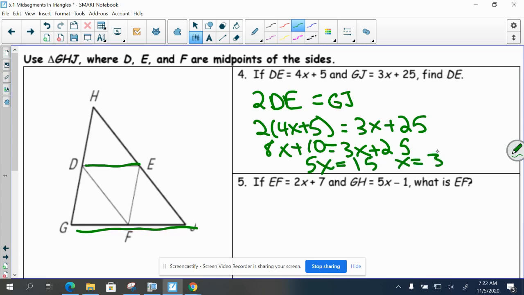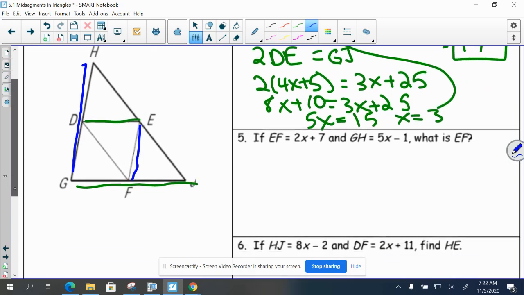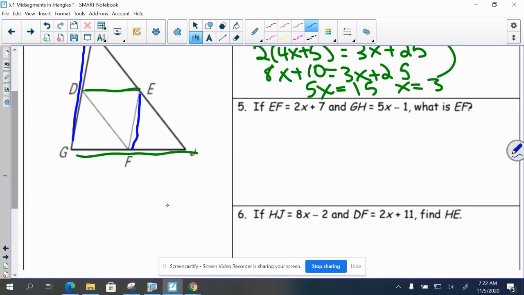Plug 3 back in for DF. And you get 4 times 3 is 12 plus 5 is 17. Right, and then for the other one, it's telling us EF, and then it's telling us GH, and then it's asking for what EF is. Oh, wait. Yes, EF. So that's kind of the same thing. Let's go ahead to number 6, because that's a little bit different.